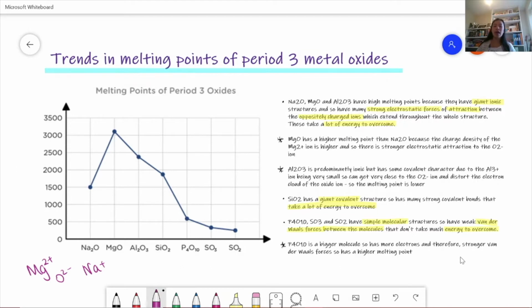And also for all the simple molecular structures, how we know which one has the higher melting point is by the size of them. Because phosphorus oxide is a bigger molecule, it has more electrons, and therefore it has stronger van der Waals forces between the molecules. And so that means that it takes more energy to overcome these stronger van der Waals forces. And so it has a slightly higher melting point than sulfur trioxide and sulfur dioxide, which are slightly smaller molecules.